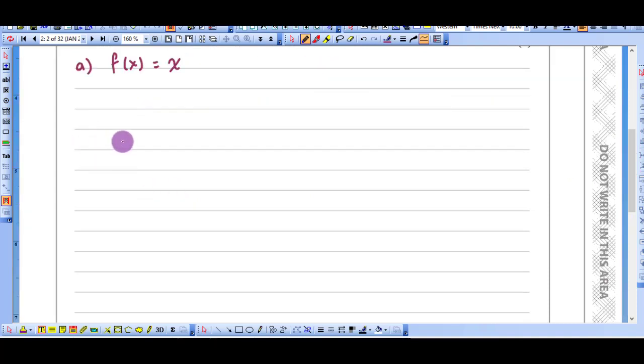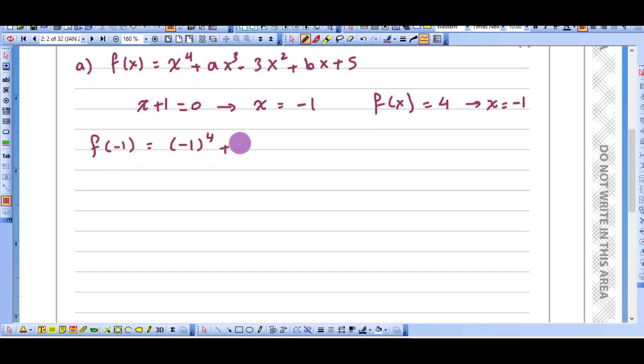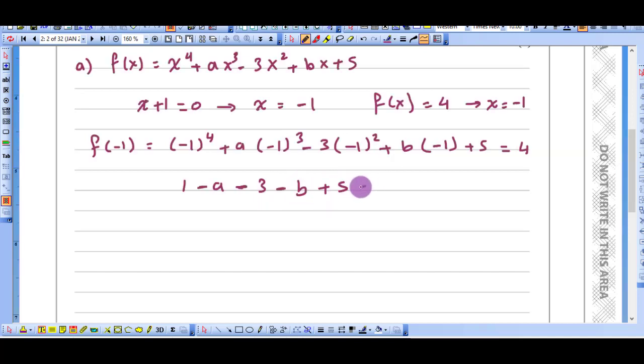So f of minus 1 is equal to minus 1 power 4 plus a times minus 1 power 3 minus 3 times minus 1 squared plus b times minus 1 plus 5. This part is equal to 4. So we have here 1 minus a minus 3, because this is 1, and then minus b plus 5 is equal to 4.